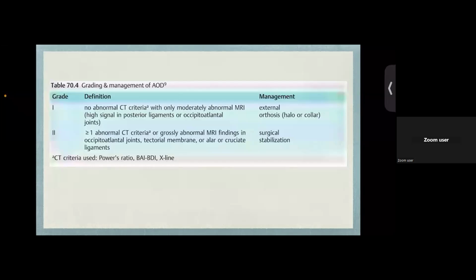Here is a table summarizing the grading and the management. Grade 1: no abnormal CT criteria with only moderately abnormal MRI. Management is external orthosis with a halo or collar. Grade 2: more than 1 abnormal CT criterion or grossly abnormal MRI findings in the occipito-atlantal joints, tectorial membrane, or alar or cruciate ligaments. Management is surgical stabilization.